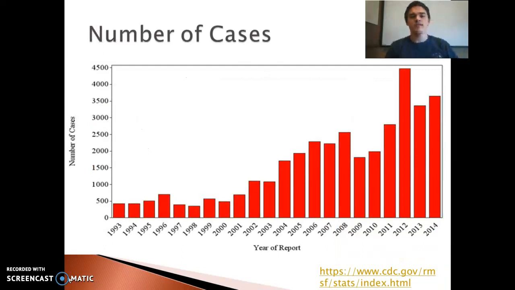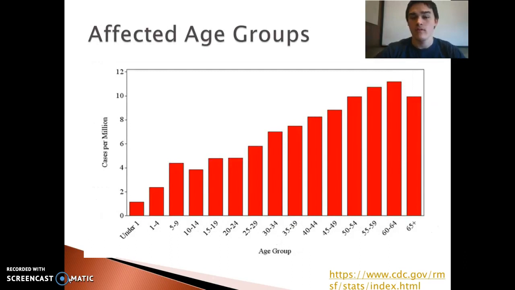So this shows the number of cases between 1993 and 2014 from the CDC. As you can see, the cases have increased since then, but are on the decrease since 2012, where the highest number of cases was reported. So the affected age group usually starts in those who are 25 to 29, and the most at risk are those between the ages of 55 and 64. Although recently there was a toddler who died at the age of 2 because of some complications with that.